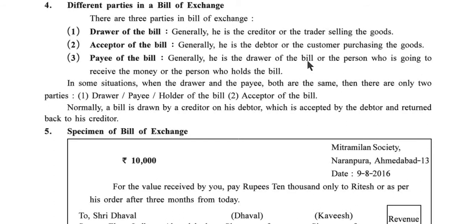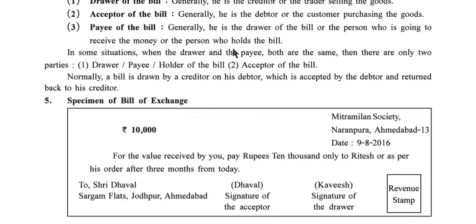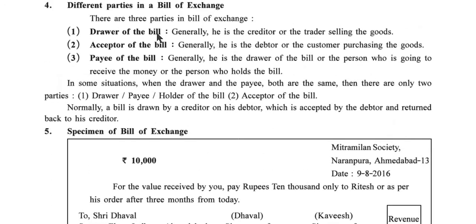Generally, he is the drawer of the bill, or the person who is going to receive the money, or the person who holds the bill. Here, the drawer draws the bill, the acceptor accepts the bill, makes a sign, and afterward returns this bill to the drawer. It means the drawer holds this bill and receives the payment from the acceptor of the bill.